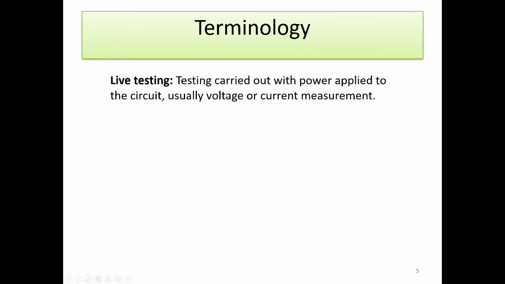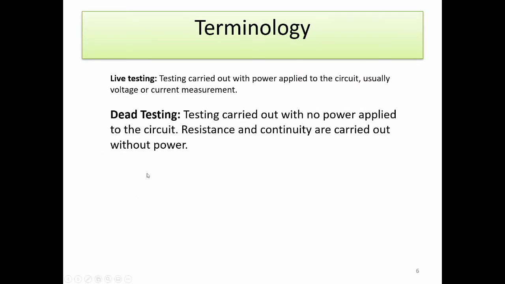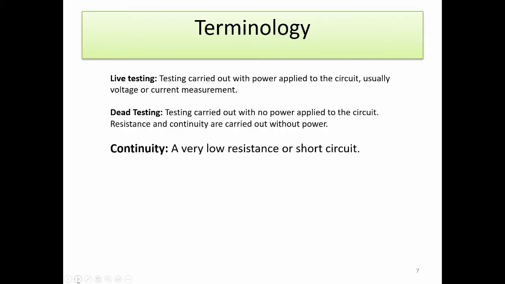Some of the terminology we'll be using. Live testing is carried out with power applied to the circuit, usually voltage or current measurement. Dead testing is testing carried out with no power applied to the circuit. If we test for resistance or continuity, we always do this without power. Continuity means a very low resistance or short circuit, such as you find across a fuse that's okay or a wire from one end to the other.